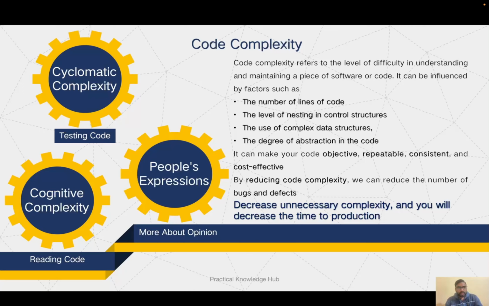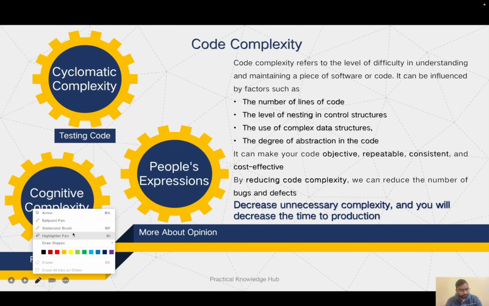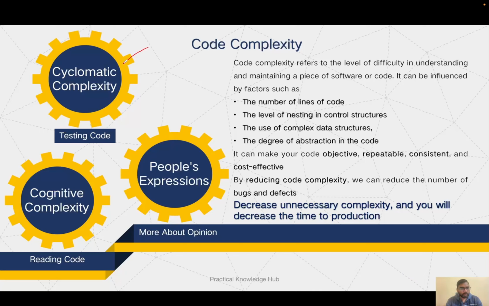We can say that code complexity can be categorized into many forms, but here are three basic ones. One is cyclomatic complexity. Cyclomatic complexity basically refers to the testing of the code. The next one is cognitive complexity. It refers to the readability of the code. It's basically more dev oriented.